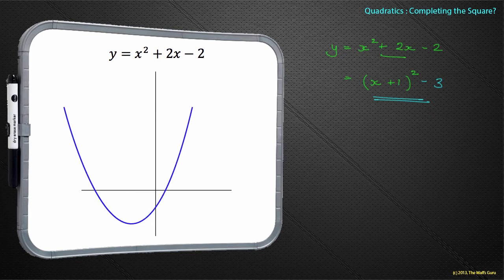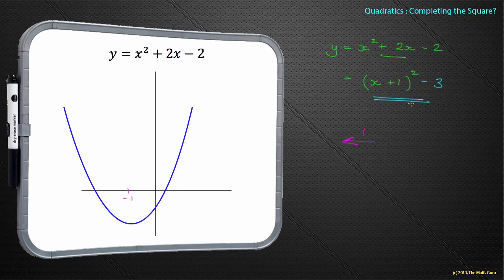If I was to draw my curve now, there we go, it's a U-shape. How do we know it's a U-shape? Because this value here, there's no negative in front of my x squared, so it's a U-shape. What does the plus 1 mean? It means it moves 1 unit that way. So we now know the minimum is at negative 1.